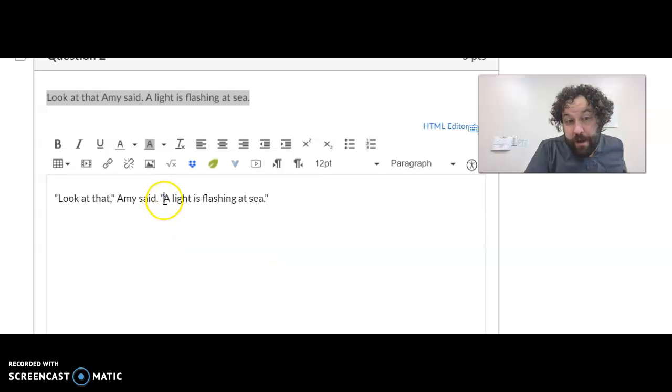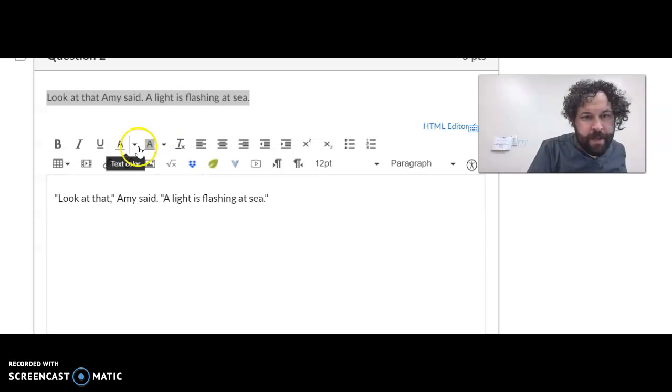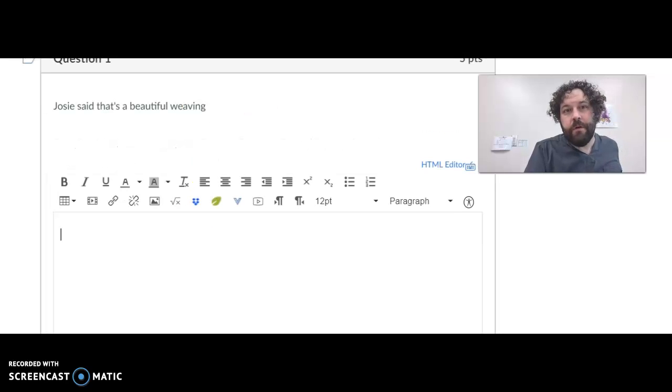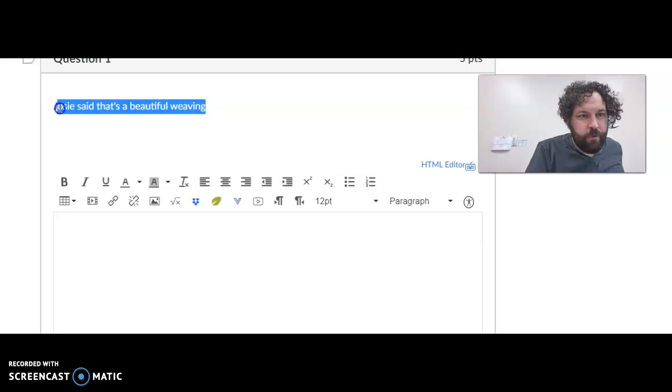So that is why we keep the A capitalized. That's why this isn't a comma. It's kind of tricky. It's kind of tricky, I'll be honest. Please notice, we're never adding like extra punctuation after the quotation marks for anything that we're doing here today. All right, let's look at Wednesday's work. Josie said, that's a beautiful weaving. We can do this one.